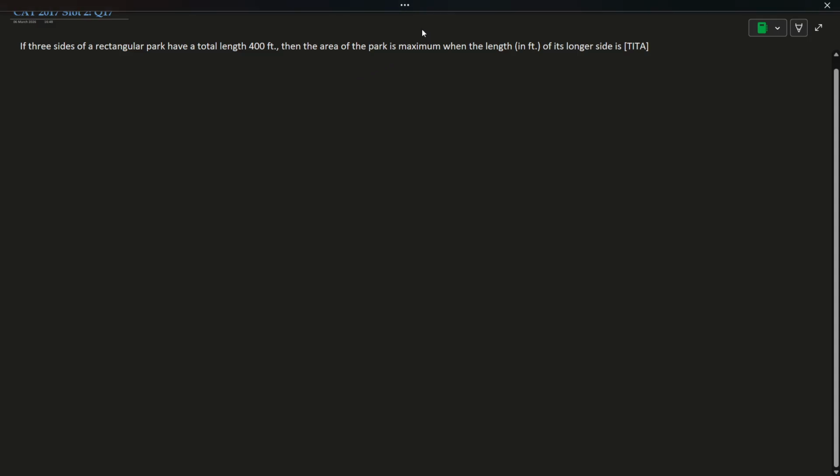Okay, so we have a rectangle and the sum of three sides. Let me first draw the rectangle. This is a rectangle, guys. Let's say this is the breadth of the rectangle, this is the length, so this will also be the length, and this will be the breadth.